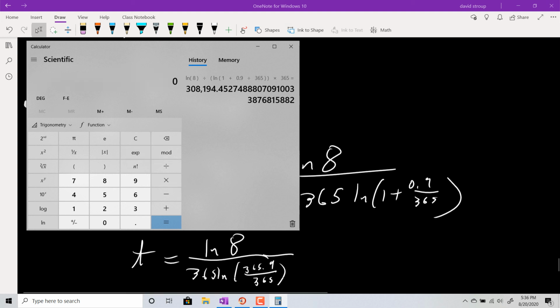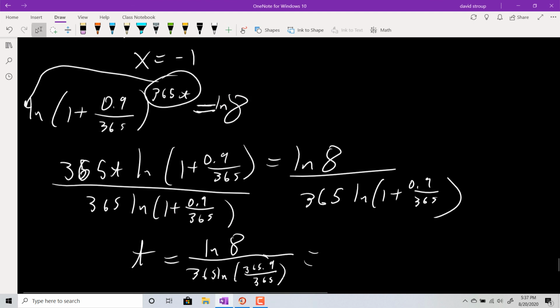Well, anyways, put it in your calculator. I guess I've got a little mini calculator I'll use. ln of 8 divided by 365 times 1 plus 0.9 over 365 in parentheses on that, and logarithm and parentheses on the denominator. 2.31 is what my calculator is saying. So approximately to 3 decimals, 2.313.